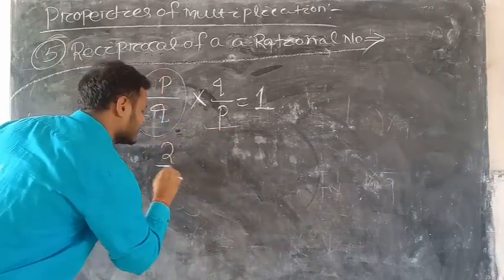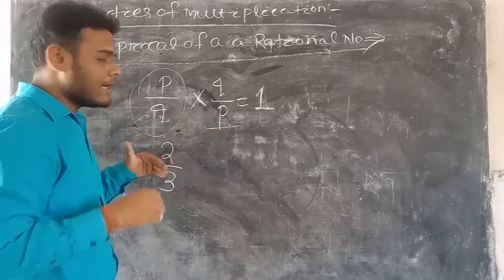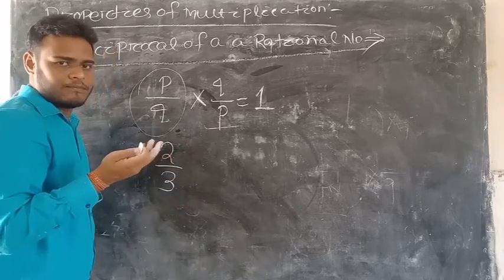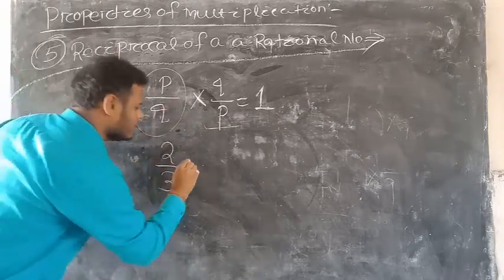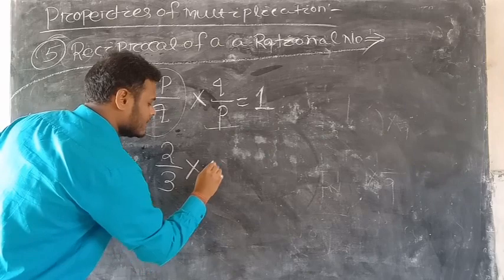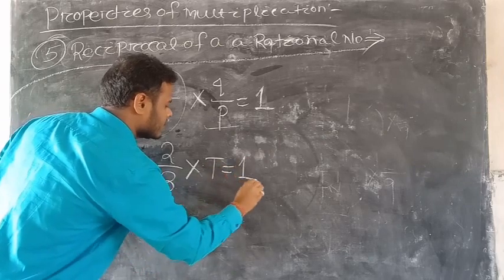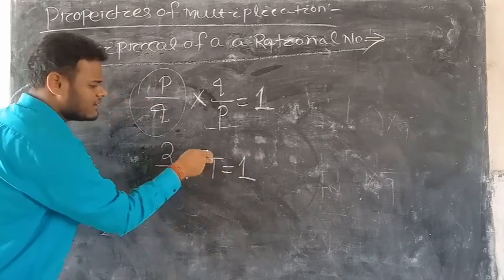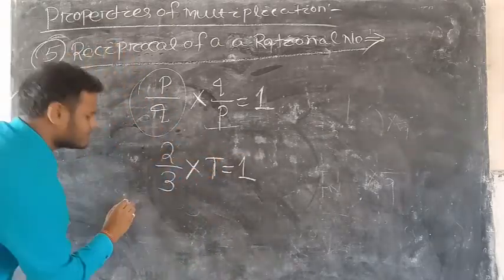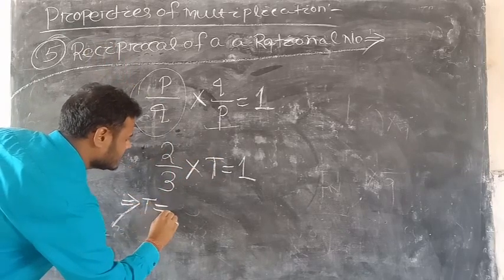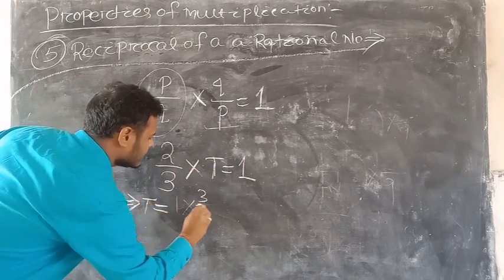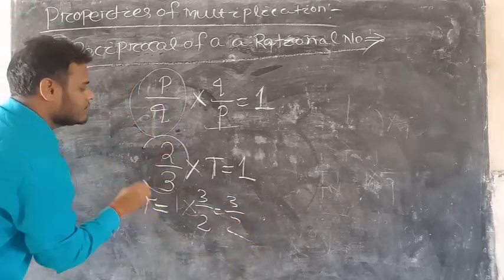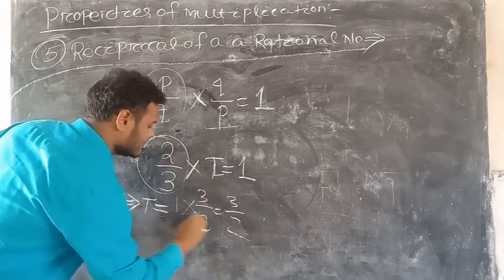Suppose 2 by 3 is a rational number. I will ask you, what is the reciprocal of 2 by 3? Let's think we don't know. So 2 by 3 into t is equal to 1. As I have said, I will multiply the reciprocal, then I will get the answer 1. Then I have to find only the value of t. Implies t is equal to 1 into 3 by 2, which is 3 by 2. So the reciprocal of 2 by 3 is 3 by 2.